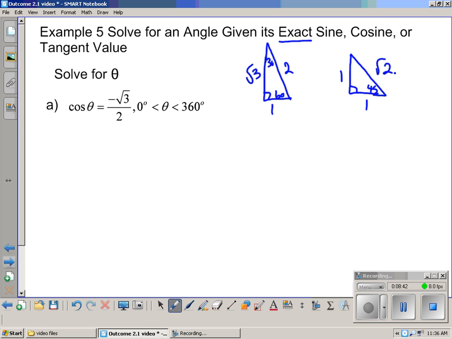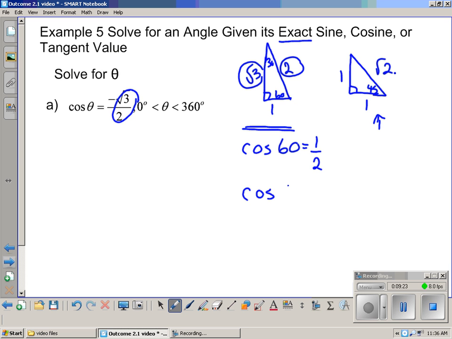So part A says the cosine of theta is negative root 3 over 2. So we want to think about what angle has root 3 over 2 as a cosine. Well, there's no root 3's in this triangle, so that means that probably I'm dealing with this one. Root 3 over 2 would come from these two. If we look at the cosine of 60, cosine of 60 is adjacent over hypotenuse, so that would be 1/2, so that doesn't work. What about the cosine of 30? The cosine of 30 is adjacent, which is root 3, over hypotenuse, which is 2. So that means that my reference angle here is going to be 30 degrees.